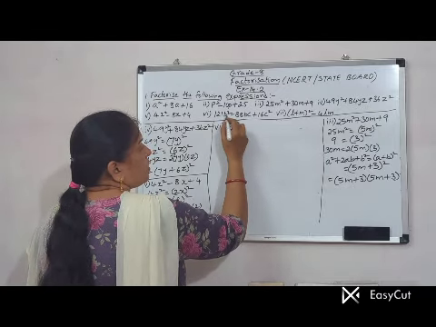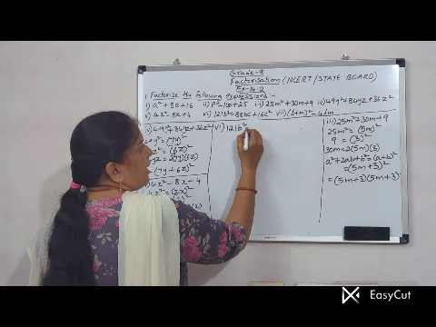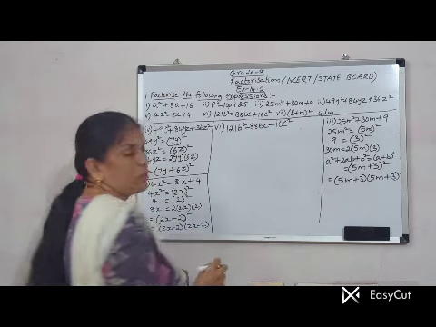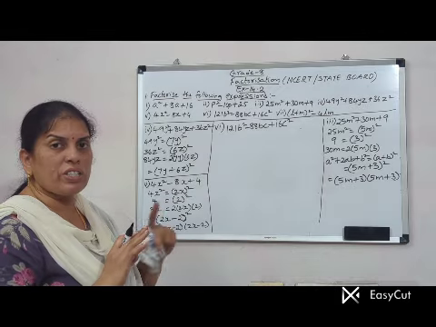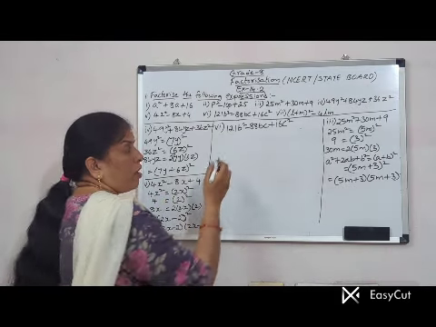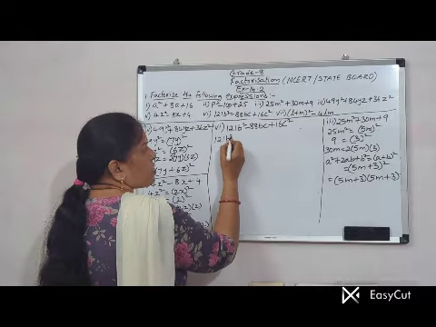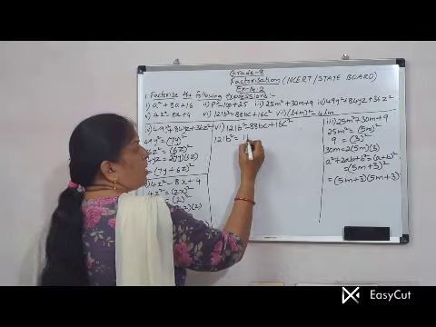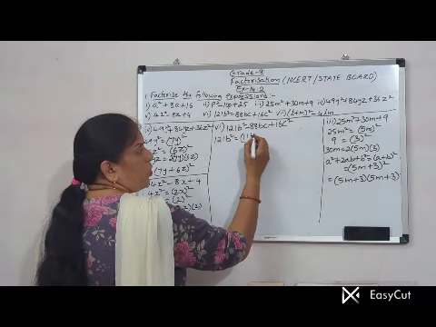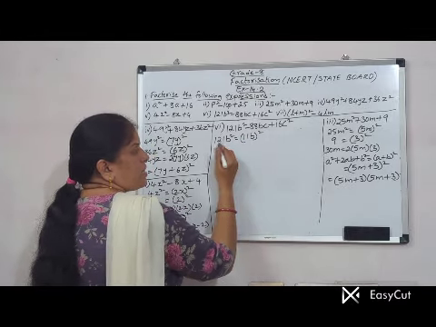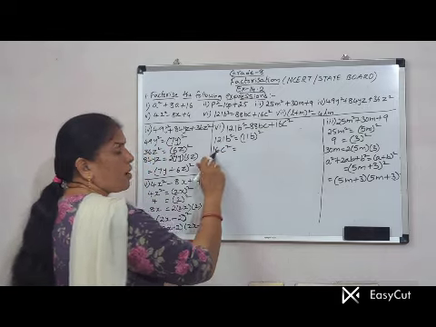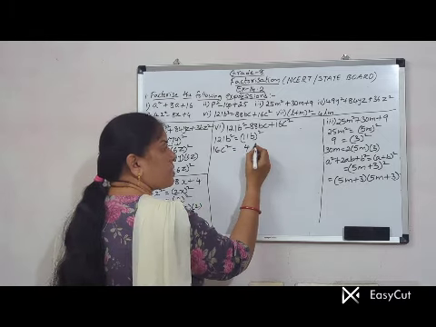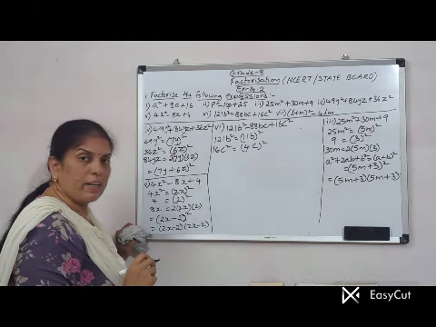121b square minus 88bc plus 16c square. Okay. Same model, no change in the question. Same model order. First term, 121b square. What is the square root of 121? 11. What is the square root of b square? b. So (11b) whole square. Last term, 16c square. What is the square root of 16? 4. What is the square root of c square? c. (4c) whole square. Understood now?